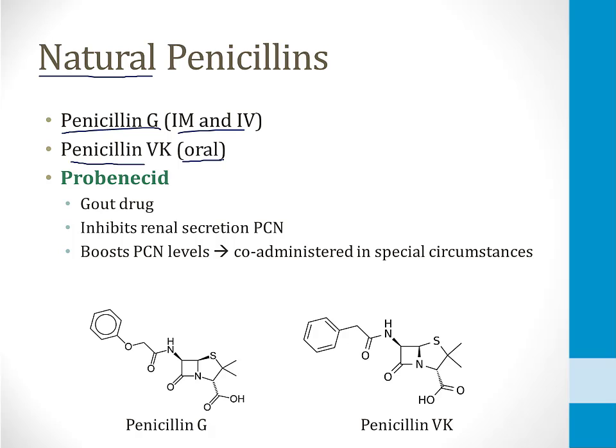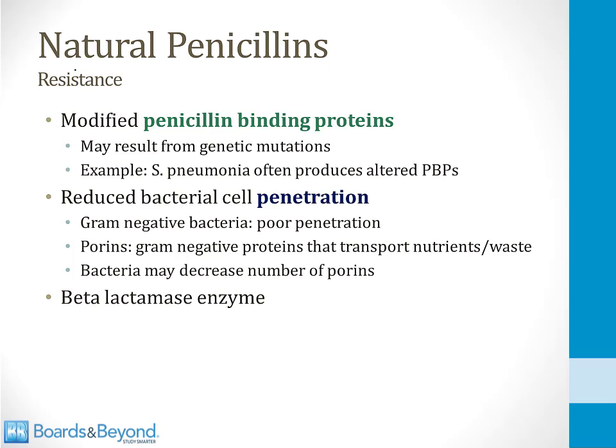And a special feature of these drugs has to do with the gout drug probenecid. Probenecid inhibits the renal secretion of the natural penicillin, so it can sometimes be co-administered with natural penicillins, and it will boost the penicillin levels if you need to achieve very high drug levels to treat an infection. The natural penicillins have a very narrow spectrum of activity. We'll talk about this in detail in a few slides.